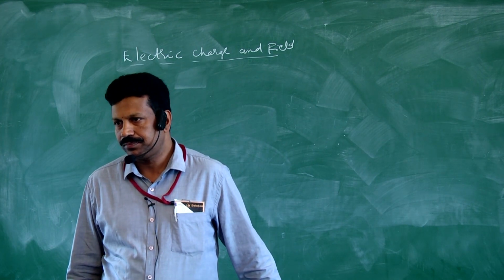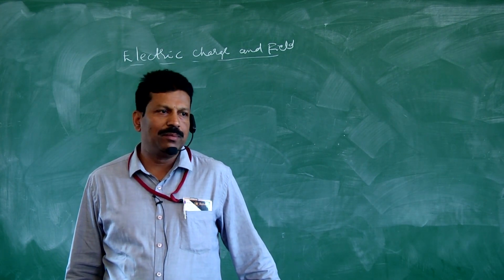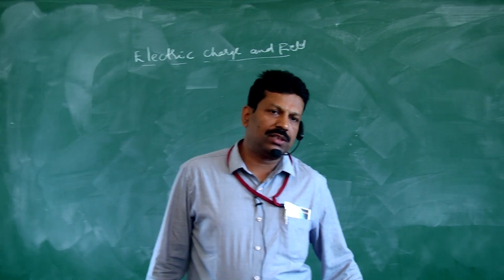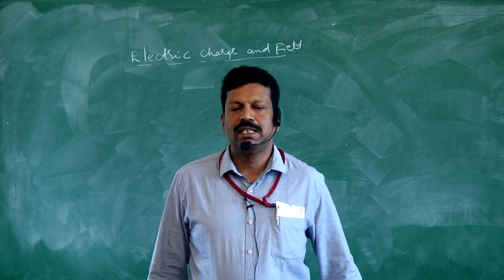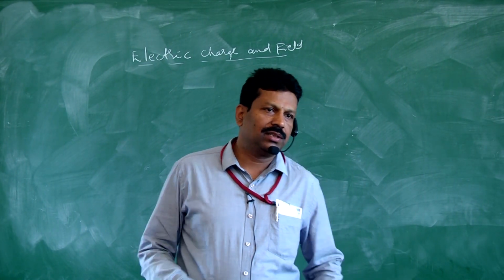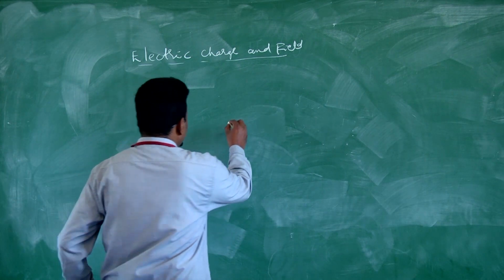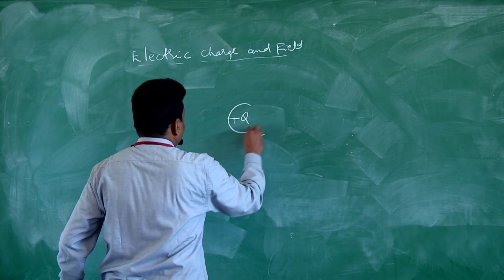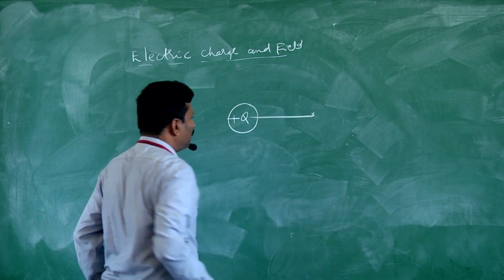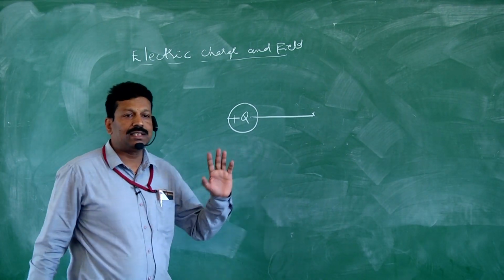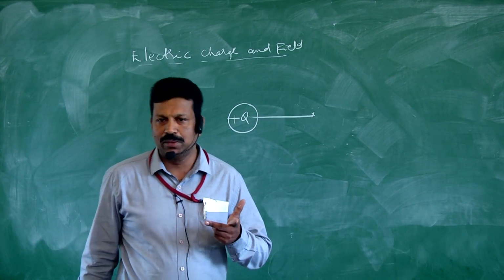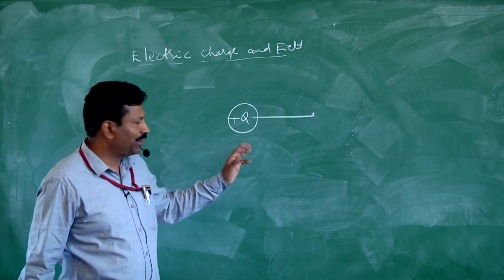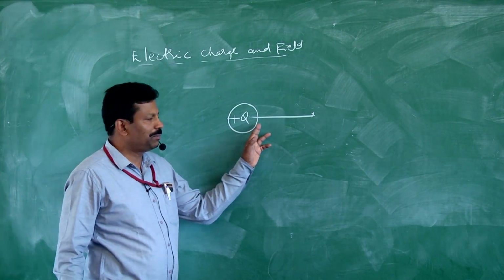After that, what we have? Electric field. Electric field means basically the strength of the charge. The strength of the charge is measured by the field at any point. For example, if I have a charge here, what is the strength of the field? We know that the electric field is a three-dimensional picture. Though on the board we cannot represent three dimensions, it's planar here.